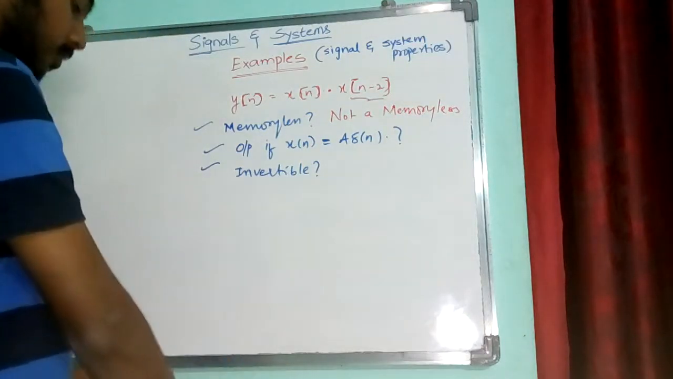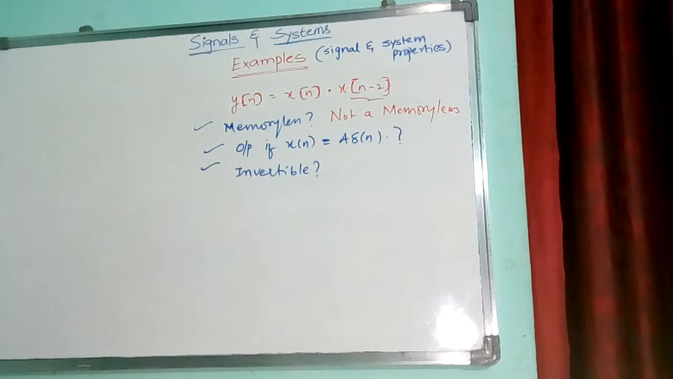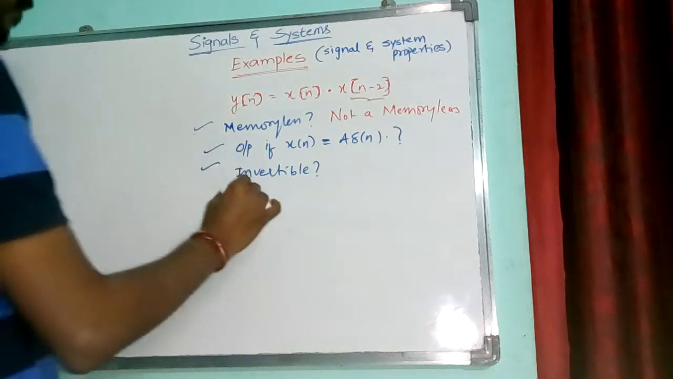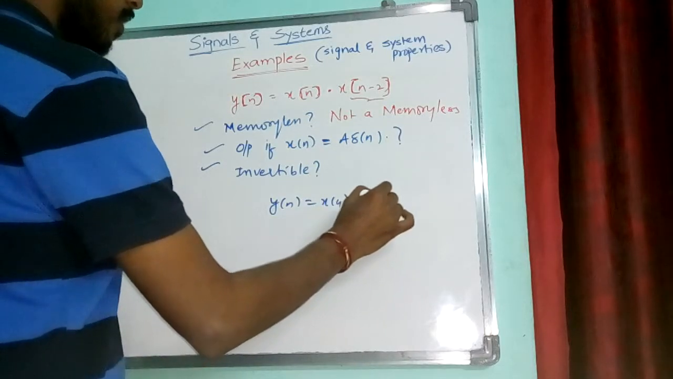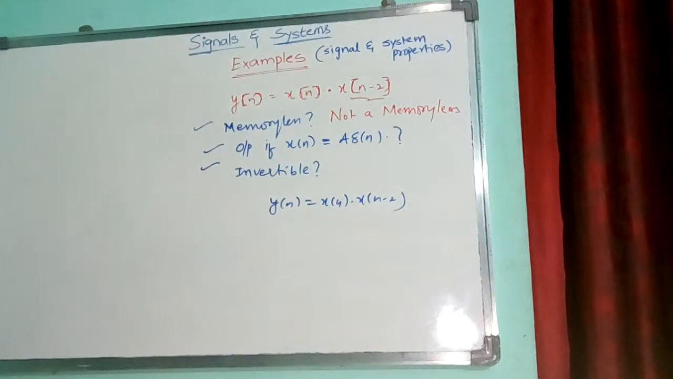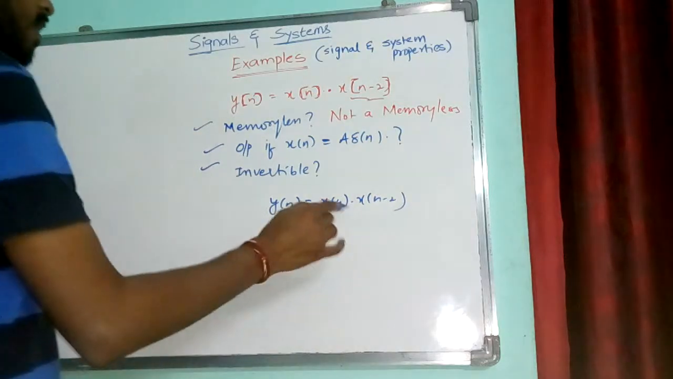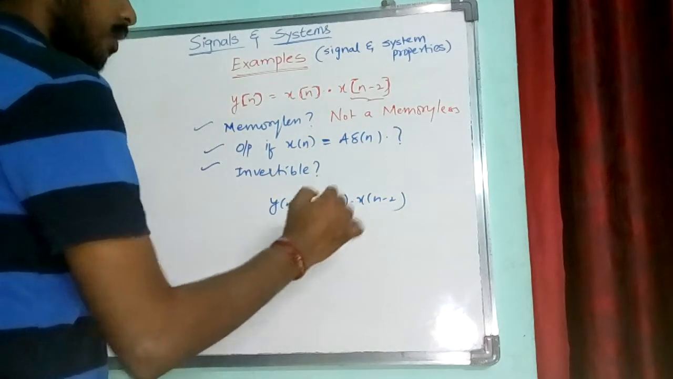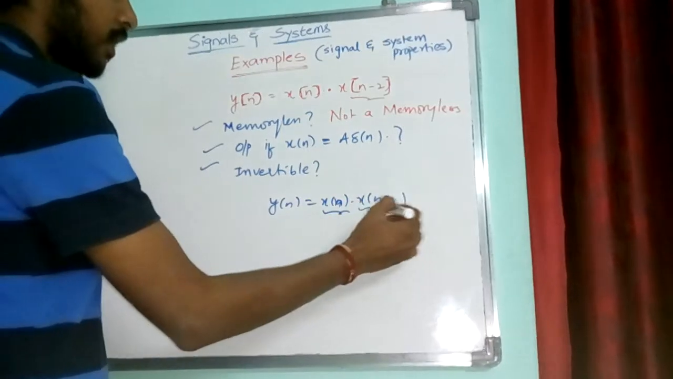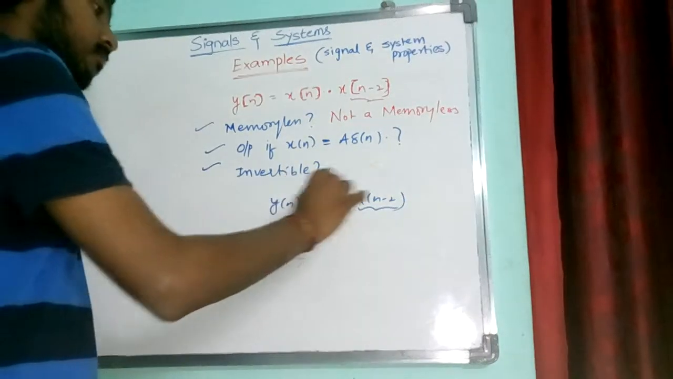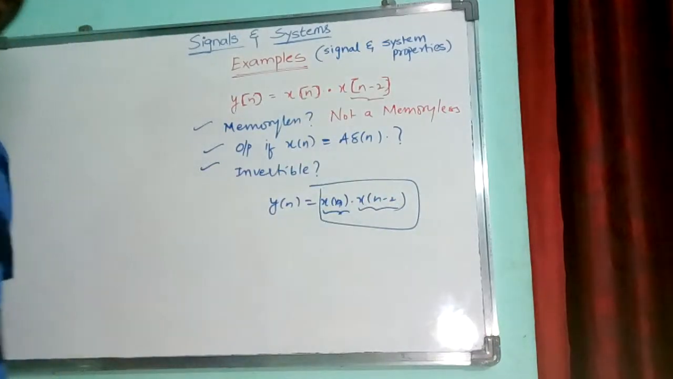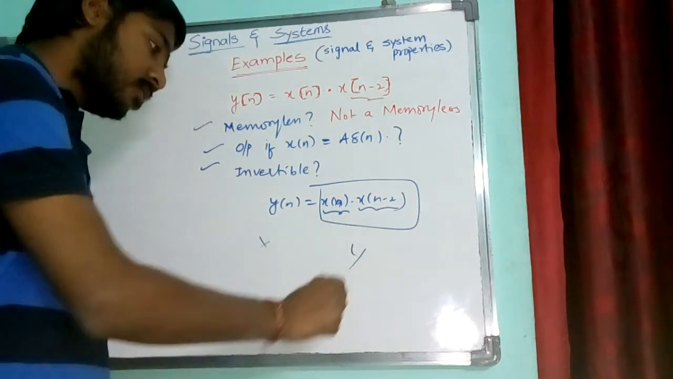Okay, next, is the system invertible or not? The system y of n is x of n into x of n minus 2, and it is not an invertible system. Why? Because it has a present value of the function multiplied with the delayed value of the function. Whenever it is in the multiplication form, we cannot invert the system, because what is the inverse of multiplication? It should be division, right?